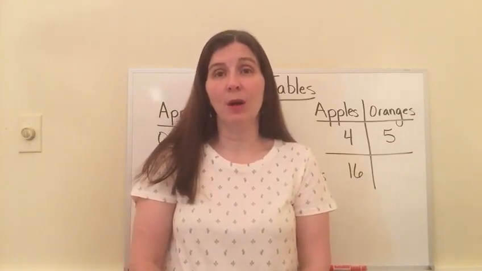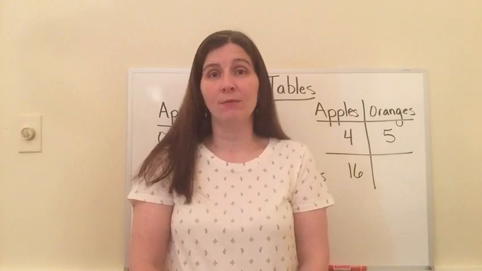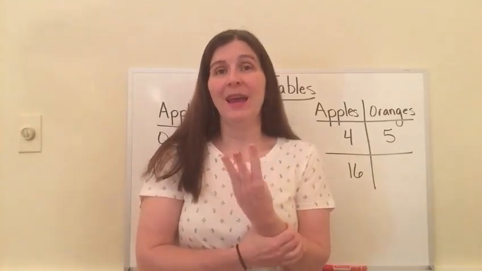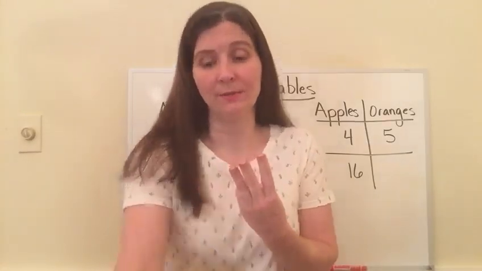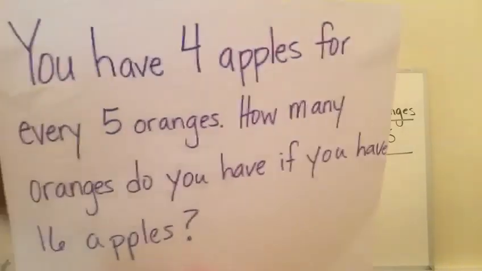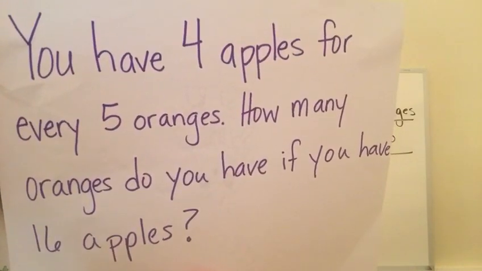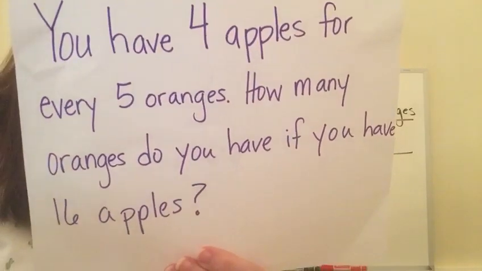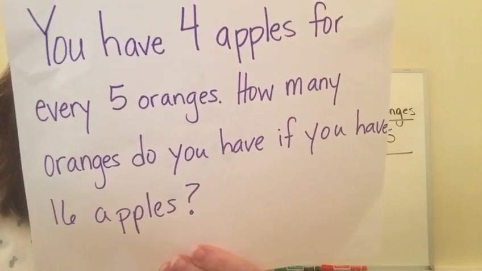Ratio tables can be used horizontally or vertically. I'm going to give you a problem and show you 3 different ways to solve it: a horizontal table, a vertical table, and using ordinary ratios. So, you have 4 apples for every 5 oranges. How many oranges do you have if you have 16 apples?